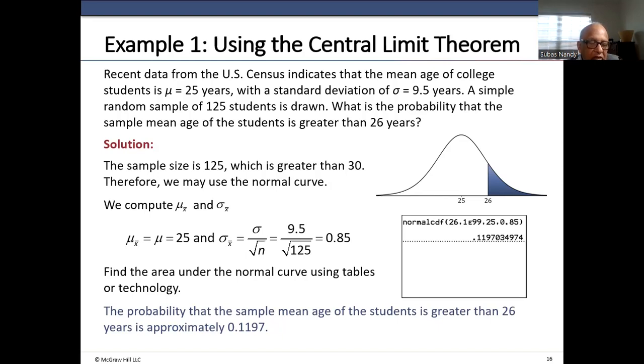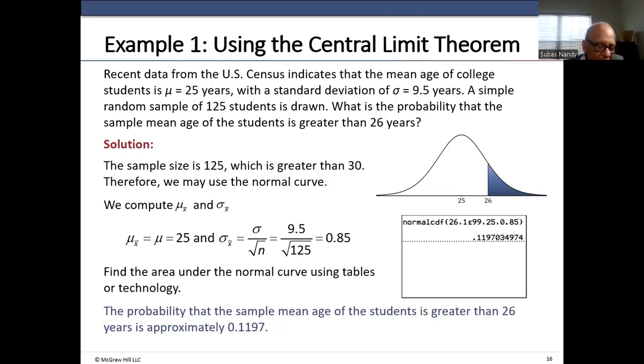So I go second, press the second button, then the VARS button, then go to number 2, normal CDF. My lower boundary, I'm starting from 26. My upper boundary is a very large number on the right, which is 1. Then second button and comma button on top of 7 gives me the E exponent, 10, and then 99. 1 followed by 99 zeros, a very large number on the right, is my upper boundary. My mean is 25. My standard deviation is not 9.5. It's 9.5 divided by square root of the sample size.